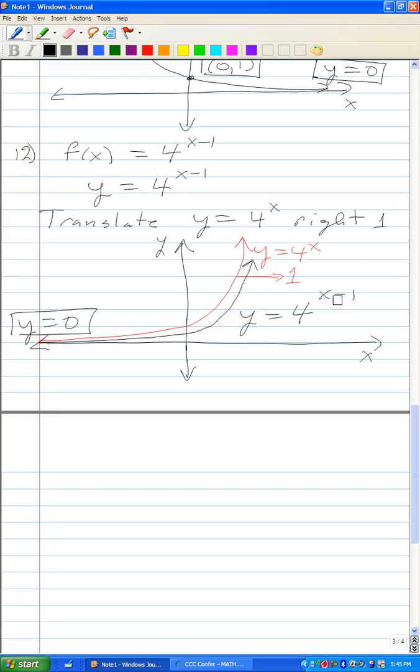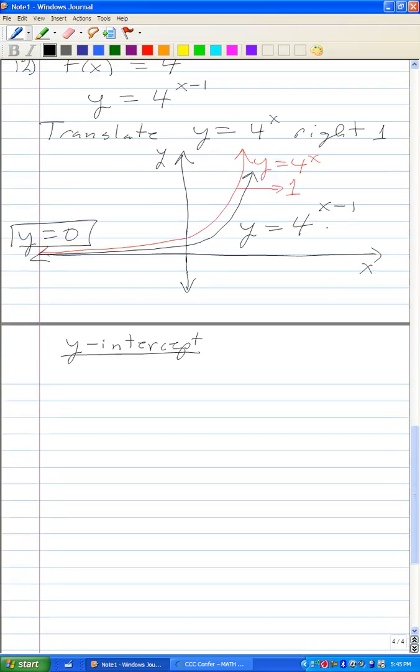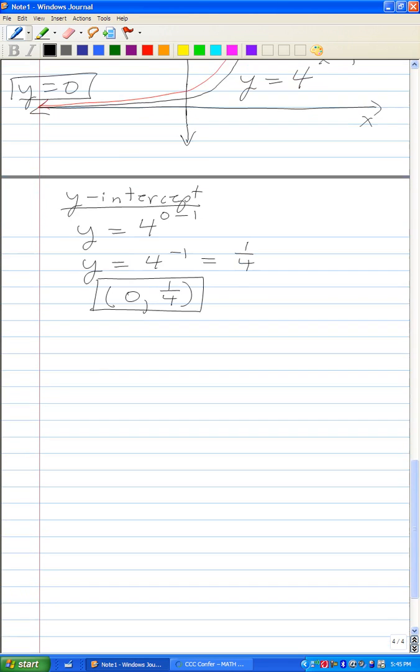Let's try to find the y-intercept, sorry. There's no x-intercept. For the other ones, I could have done this, but I'll do it for this particular one. To find the y-intercept, you replace x by 0 and solve for y. And so you get y equals 4 to the negative 1, which is 1 over 4. Therefore, the y-intercept is at (0, 1/4). And that's your y-intercept.